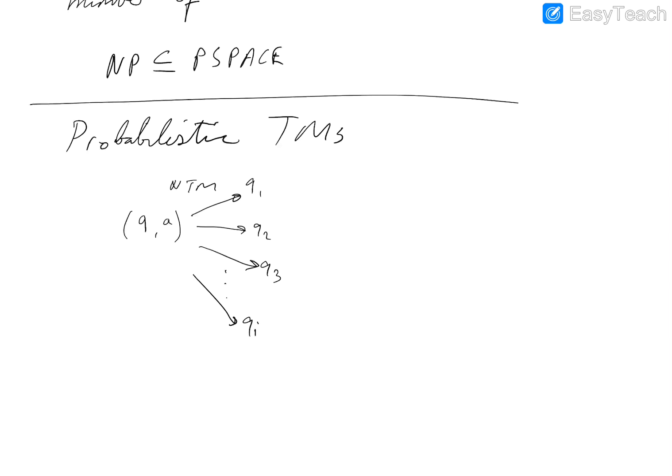And we don't speak in terms of probability in this case for non-deterministic Turing machines. But in probabilistic Turing machines, all these transitions have weights, P1, P2, P3, Pi, such that the summation of each Pi should be equal to 1. So that's the difference between a non-deterministic Turing machine and a probabilistic Turing machine.